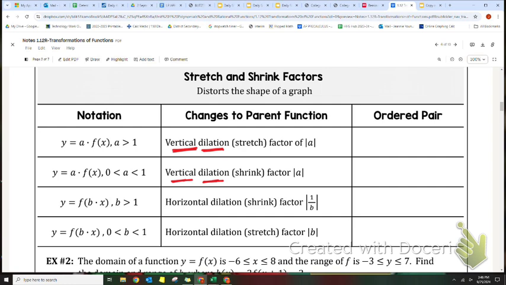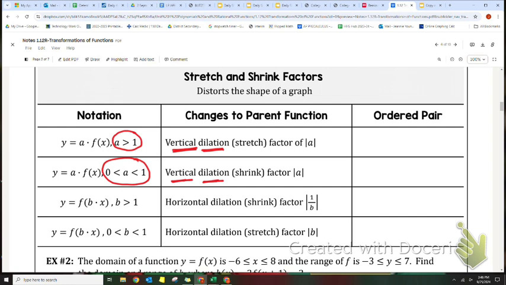So if my a is greater than 1, remember when you multiply something by a number bigger than 1, it gets bigger, so it's a stretch. If you multiply by a number between 0 and 1, it makes it smaller, and so therefore it would be a shrink or a compression. And it's going to be by a factor of, they say, the absolute value of a, because if our a is negative, that doesn't matter. Remember, the negative is a reflection. It has its own job.